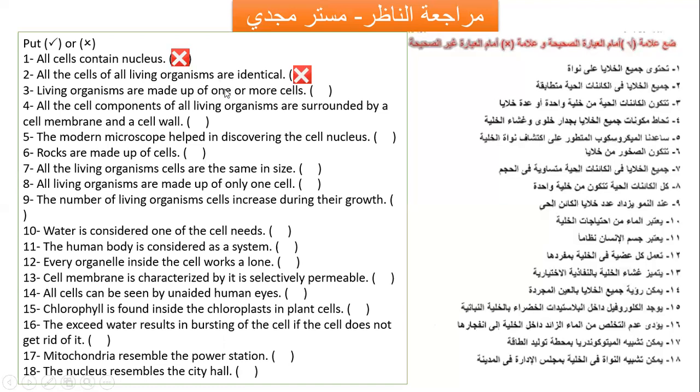Yes, one cell unicellular, more cell multicellular. So this is true. Number four, all the cell components of living organisms are surrounded by a cell membrane and a cell wall. Here is the problem. The mistake is here. All the cells have cell wall? No. Only plant cell and bacterial cell, by the way, have cell wall. But animal cell doesn't have cell wall. So not all the cells have cell wall. This is the problem. Wrong.